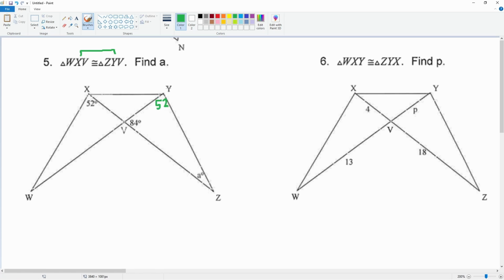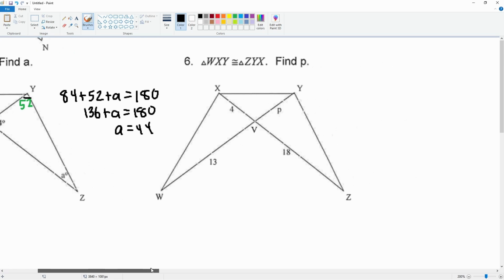Then we can triangle sum this. 84 plus 52 plus A equals 180. 84 plus 52 gets you 136 plus A is equal to 180. 180 minus 136, A equals 44. Again, the reason we're only allowed to do this is because of the congruency statement.